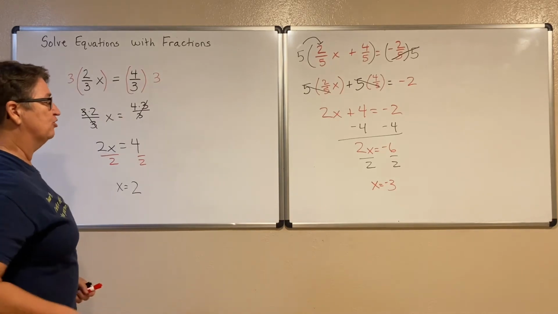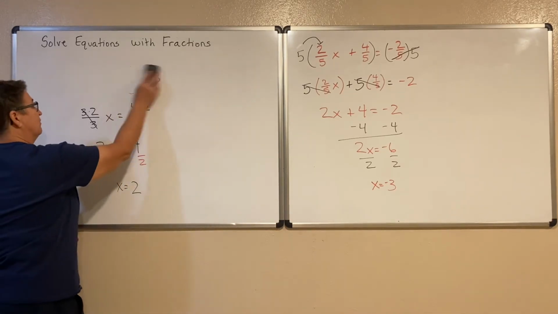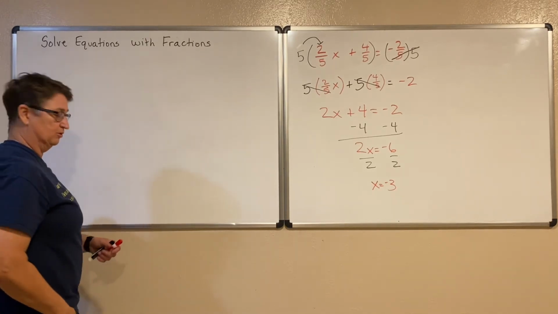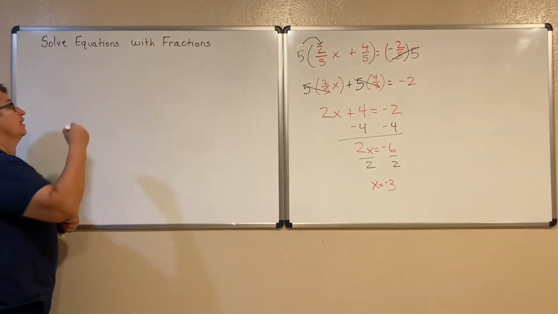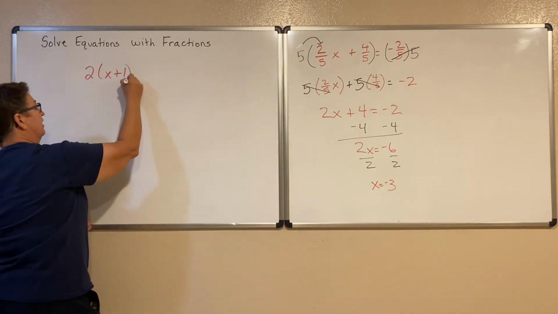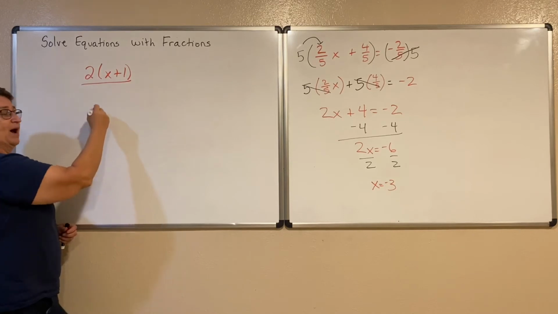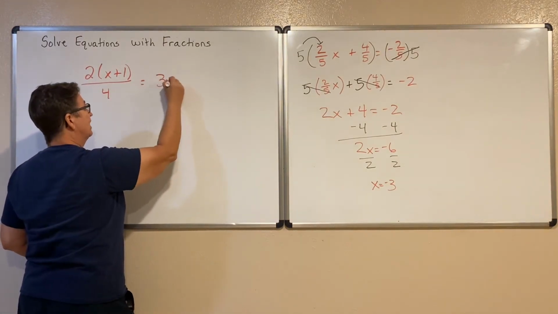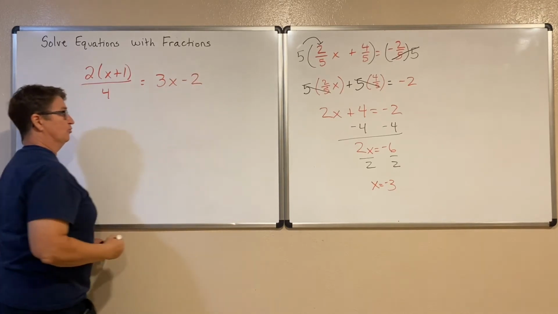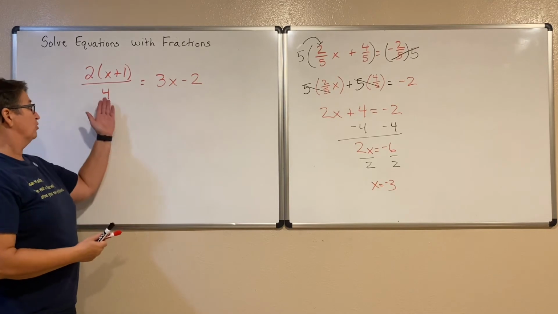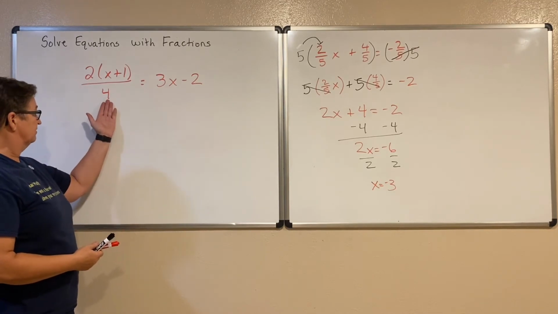My x value is equal to negative 3 to make that equation true. Let's do another example. Here I have 2 times the quantity x plus 1, all divided by 4, and that's equal to 3x minus 2. In this problem, only one fraction exists.